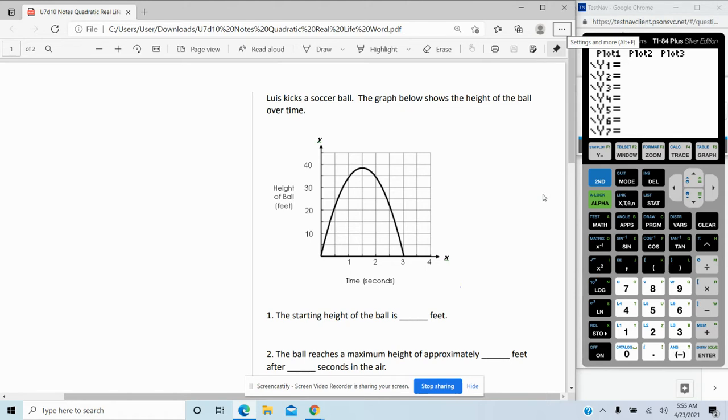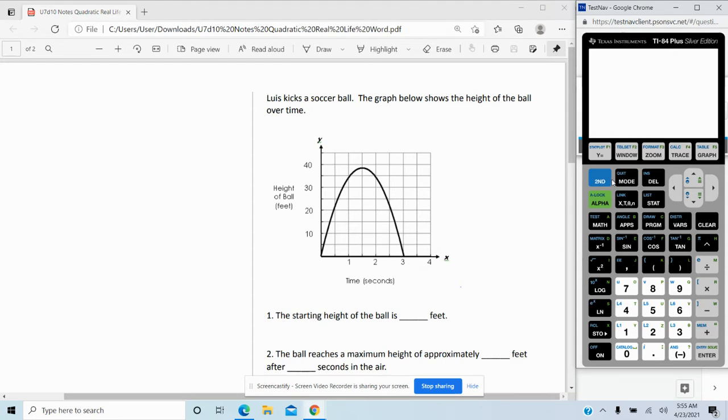We are going to be talking about quadratic word problems and definitely incorporating reasonable domain and range and looking at different calculator functions that we can apply to this. So make sure you do have your calculator when you're working with me today. Let's go ahead and start off with this problem.